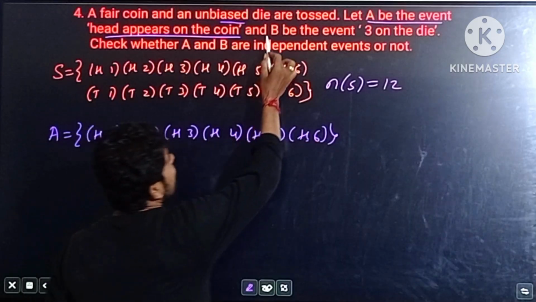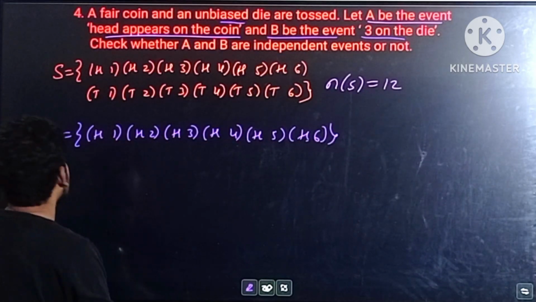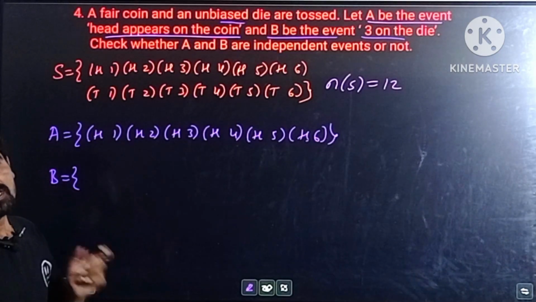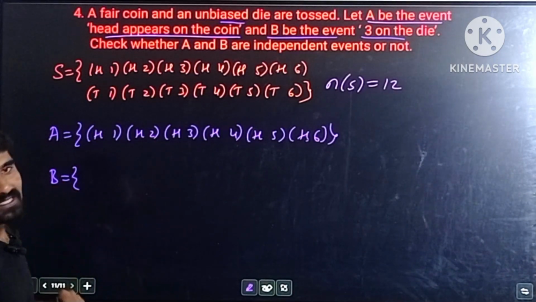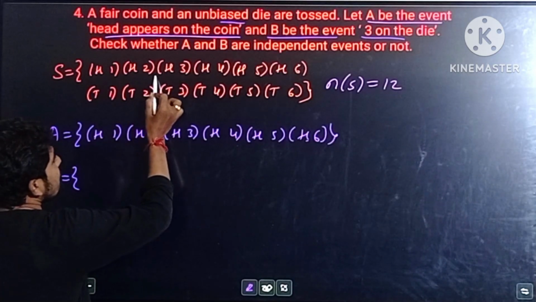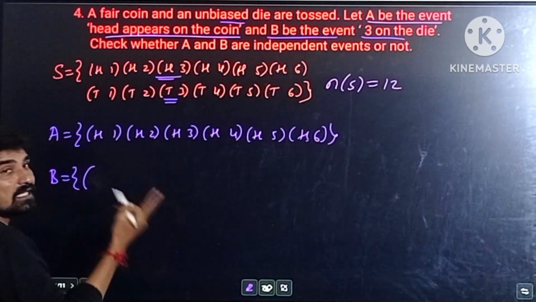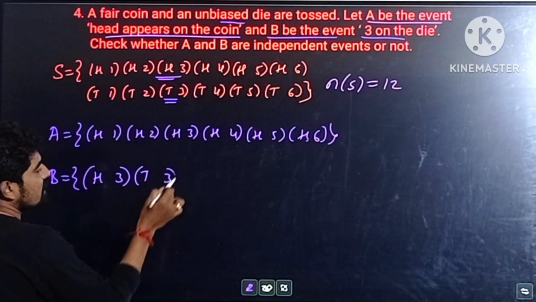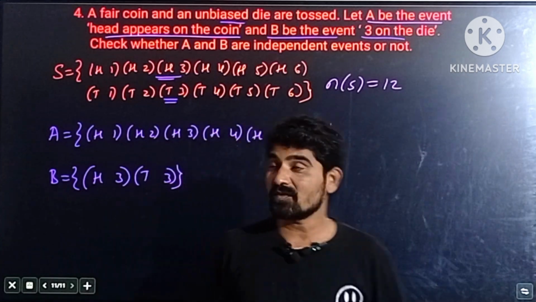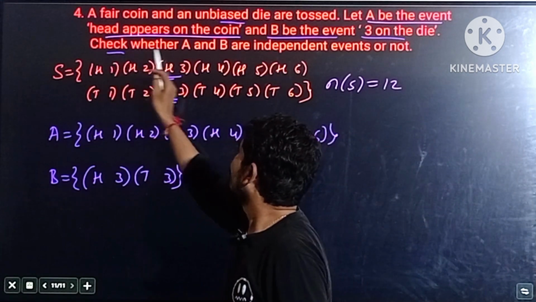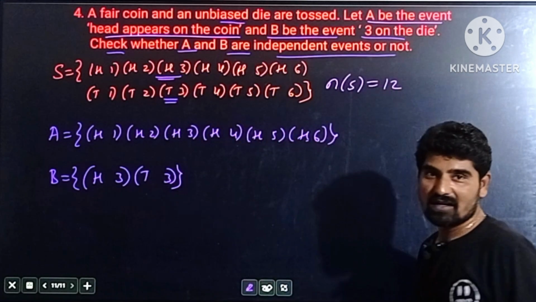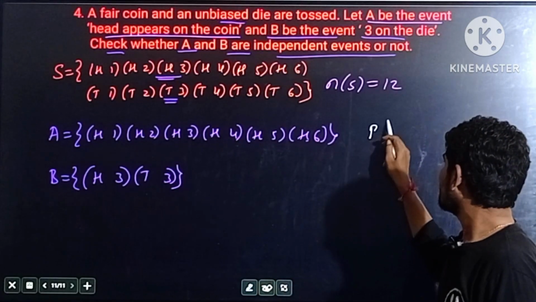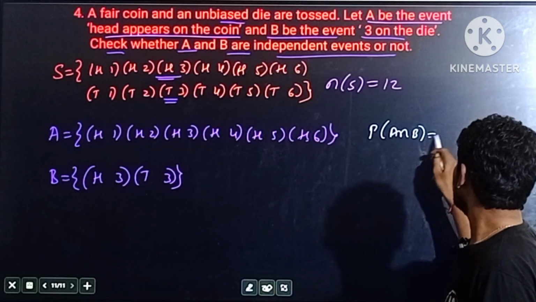And next it is given that B is the event, 3 on the die. The outcomes in which 3 appears on the die exist in event B. So observe here, only two outcomes, H3 and T3, have 3 on the die. Therefore the outcomes of the event B are H3 and T3. So these are the given events, and in this question we need to check whether A and B are independent events or not.